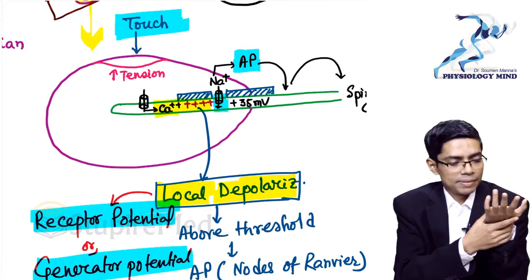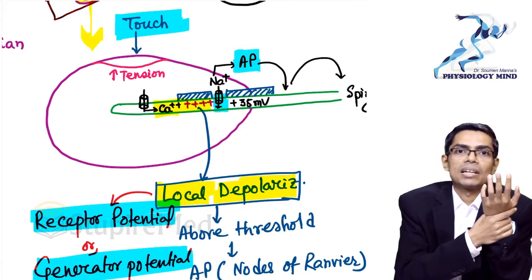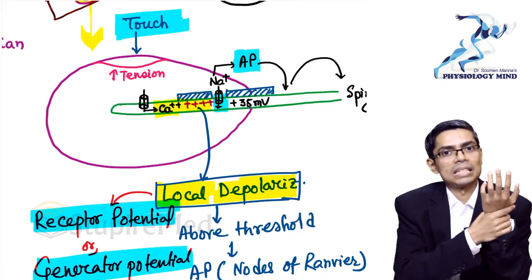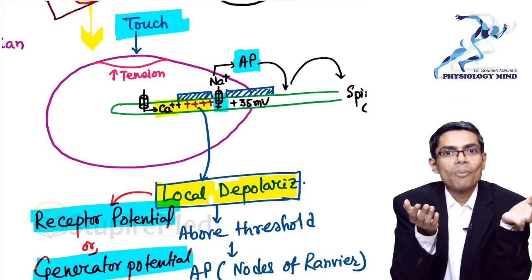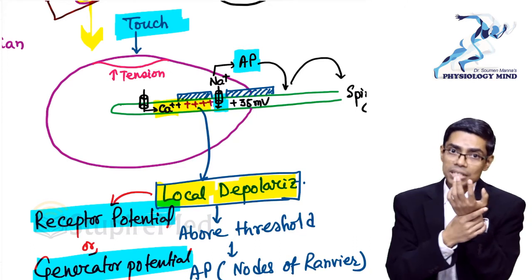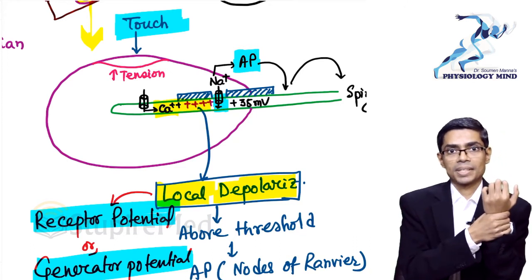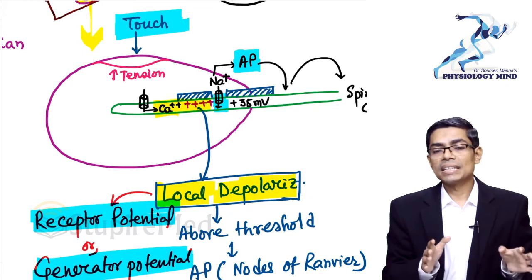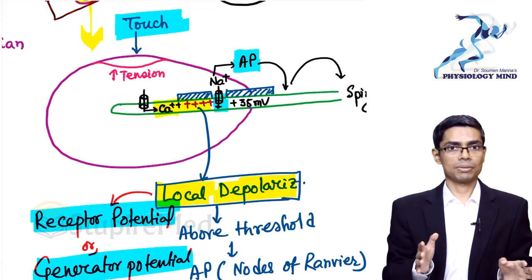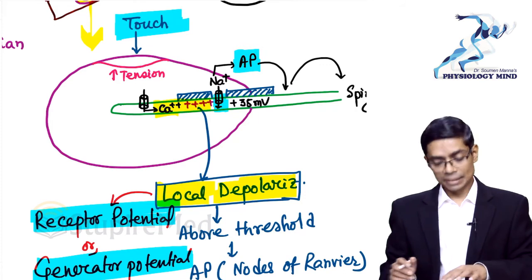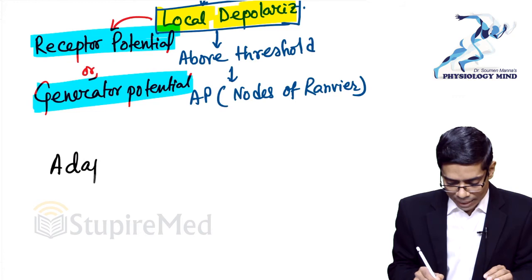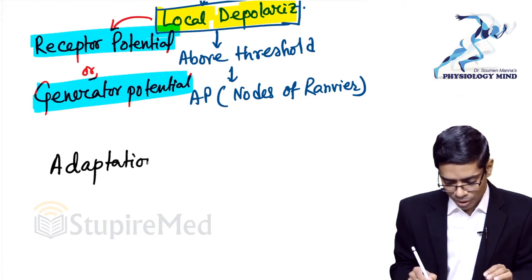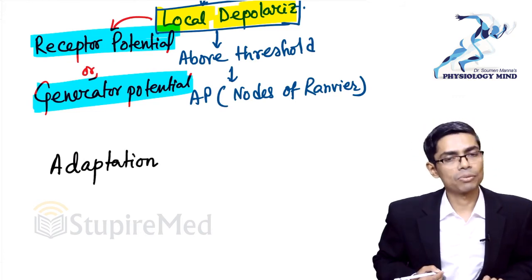If I maintain the touch for long duration, simple example, if I hold your hand, or forget about me, suppose your boyfriend or your girlfriend is holding your hand and he is holding for the last 1 hour, do you feel the same amount of touch even after 1 hour? Answer is simple no. Why? Although your touch stimulus is still there, you are not feeling the same amount of touch. So what is happening? The thing which is happening here is known as adaptation to touch. Adaptation.